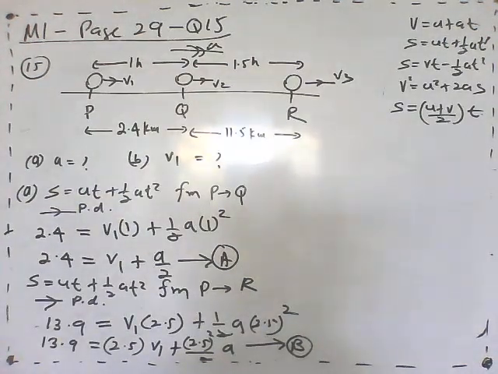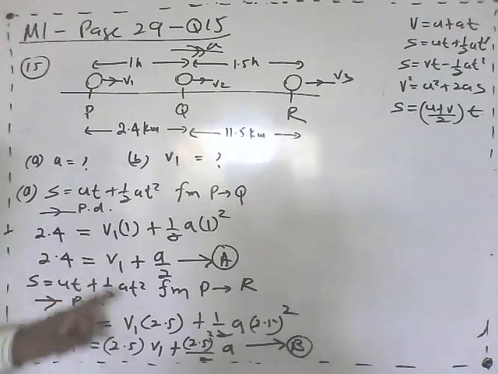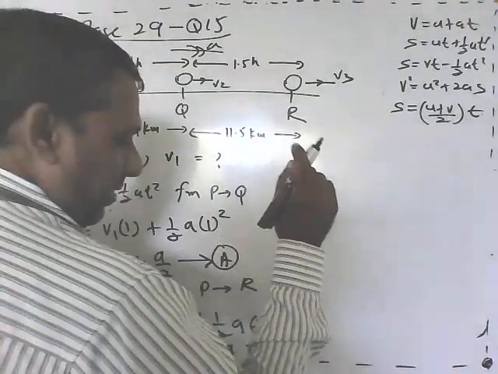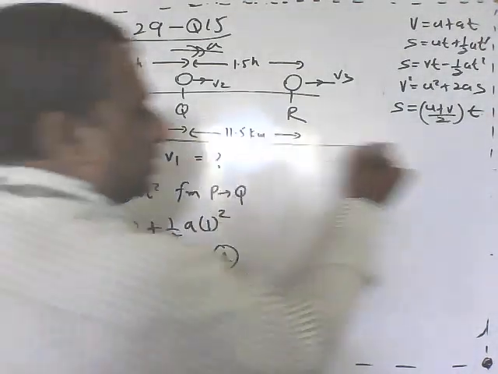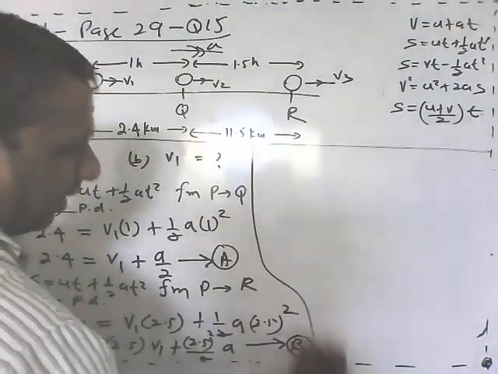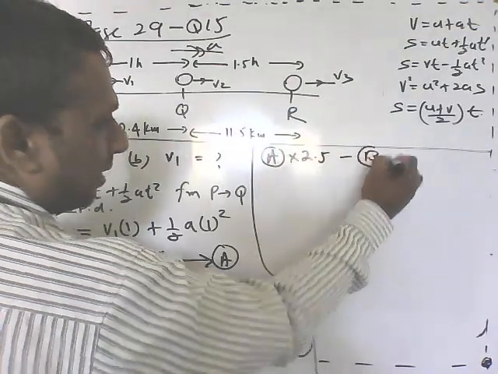And now you would see these two simultaneous equations. From these simultaneous equations, if we eliminate V1, we will be able to find A. So that is part A, right? Then what we will do is, how to do that? From capital B, here this is 2.5. So capital A into 2.5 minus capital B, right?